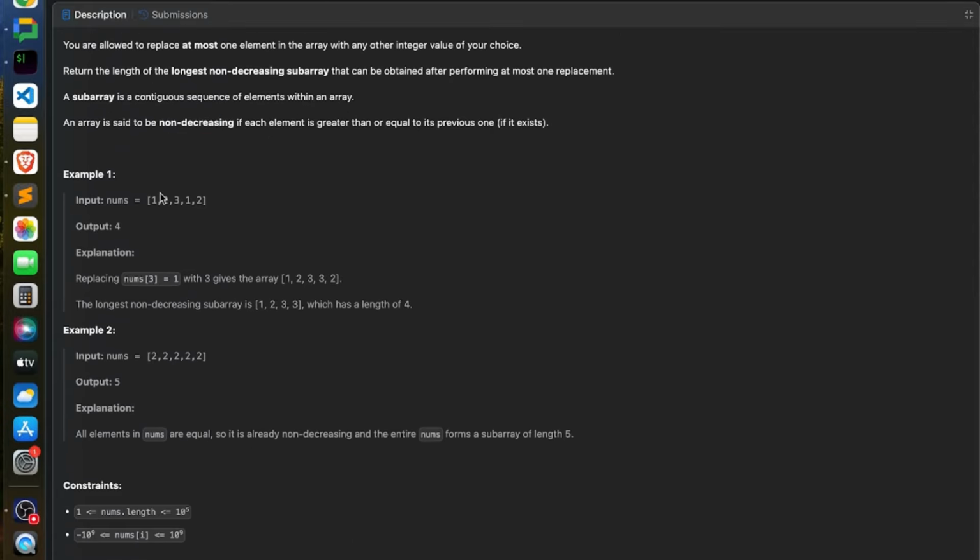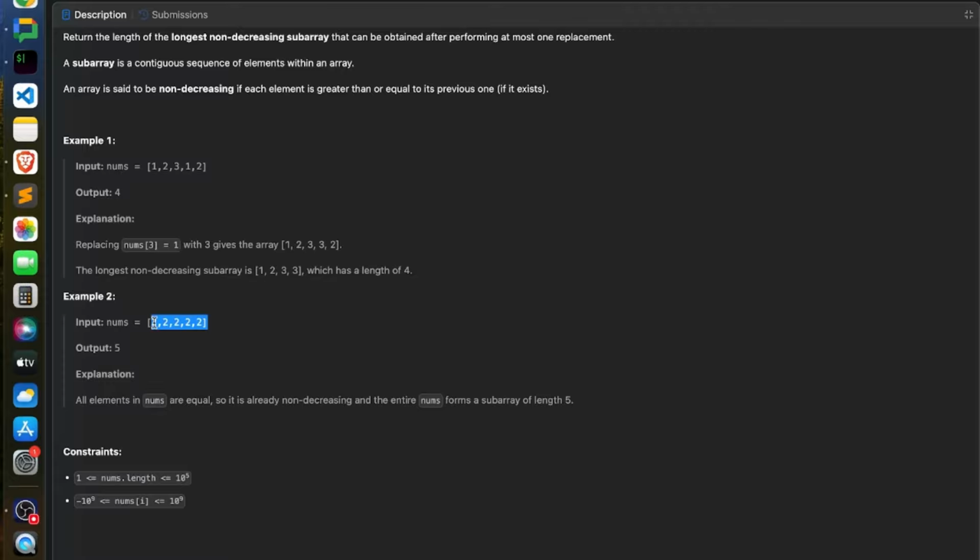So for example, let's say this is my array 1 2 3 1 2, right? If you don't apply any operation, what is your maximum non-decreasing subarray? 3, right? 1 2 3, the length is 3. But what if you change this 1? If you change this 1 to 3, 4, 5 or any number which is at least 3, then you get 1 2 3. So let's say I change it to 3. If you do that, your longest non-decreasing subarray would be 4, that is 1 2 3 and 3 after replacement, right? So your answer is 4 in this case.